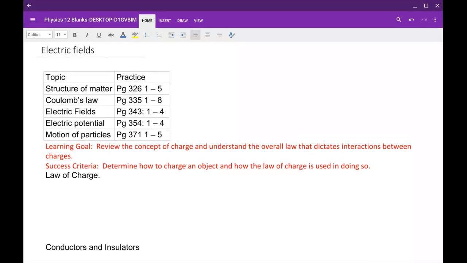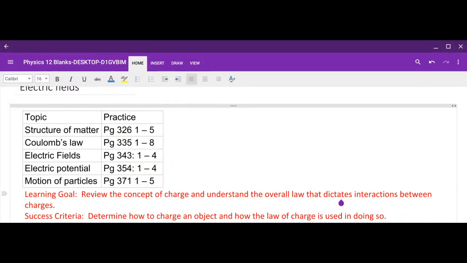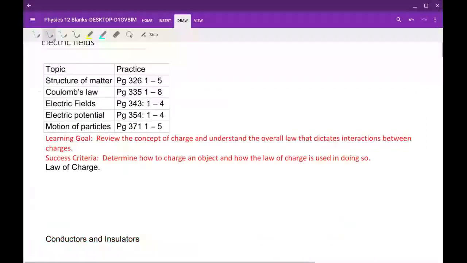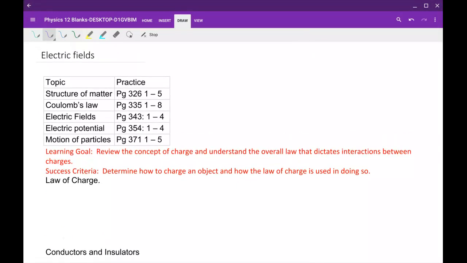Okay, so what we're looking at now is electric fields. It's the unit that comes after gravitational fields. We're going to be talking about how these electric fields work. A lot of the information that we learned in the gravitational fields section is going to come in handy in this electric fields section. So that'll be cool.